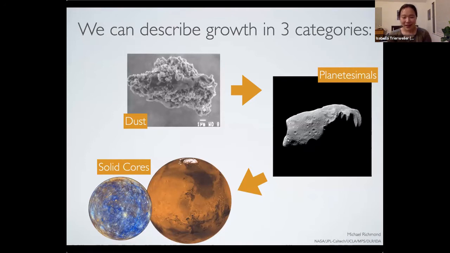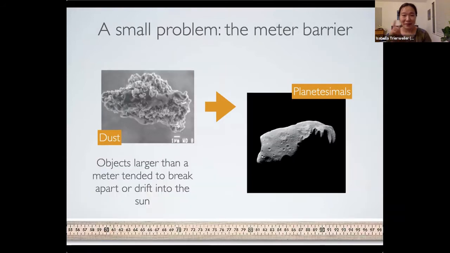So we have these three categories, and there was actually a really interesting problem that people had for quite a while, which was that that first step of going from dust to planetesimals is actually quite difficult. It turned out when people were looking at these protoplanetary disks and then thinking about how you grow various objects, as soon as you hit about a meter in size, those objects tended to either break apart really quickly or drift right into the sun. And that's obviously a problem because if you want to make planets, you can't just lose all your material by throwing it into the sun or breaking it apart into a million pieces as soon as it forms. So people called this the meter barrier because we couldn't get past a meter.